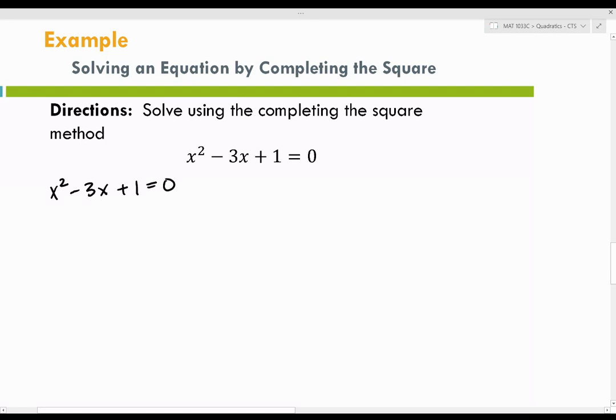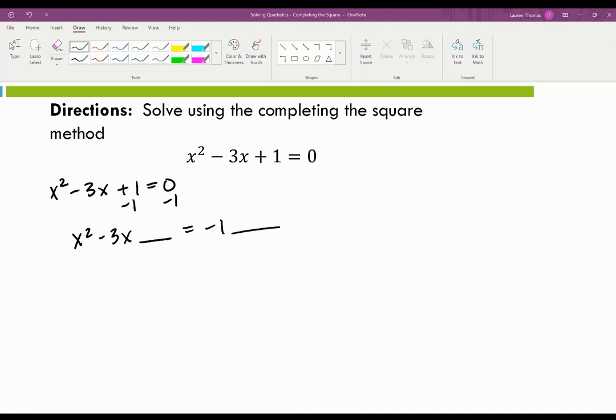Okay, so if we walk ourselves through those steps, step 1 is always to make sure that your leading coefficient is 1. As we look in front of x squared, that leading coefficient is 1, so we're good. The next thing we're going to do is move the constant term to the other side of the equation. So I'm going to subtract 1 from both sides. I'm going to add in my blanks. Now we need to find the quantity that goes in each one of those blanks.